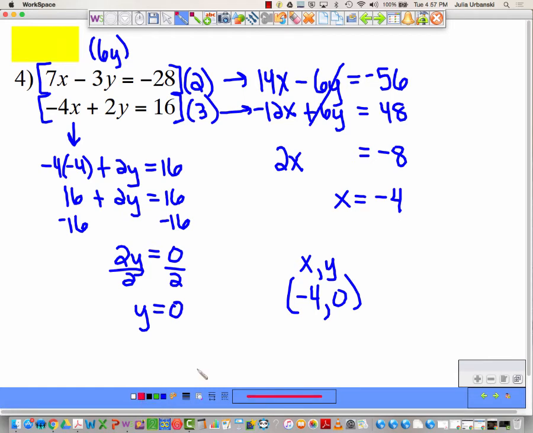So we have to check it. X is negative 4. 7 times negative 4 is negative 28. But y is 0. Negative 3 times 0 is 0. So negative 28 plus 0 makes negative 28. Check. Here, x is negative 4. So negative 4 times negative 4 is 16. Plus 2 times 0 is 0. 16 plus 0 is 16. Check.